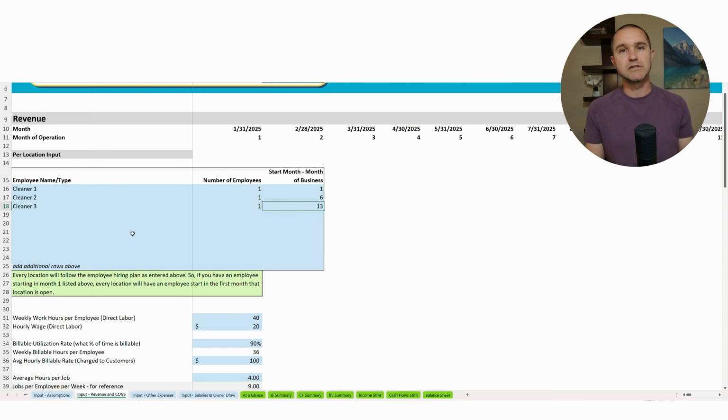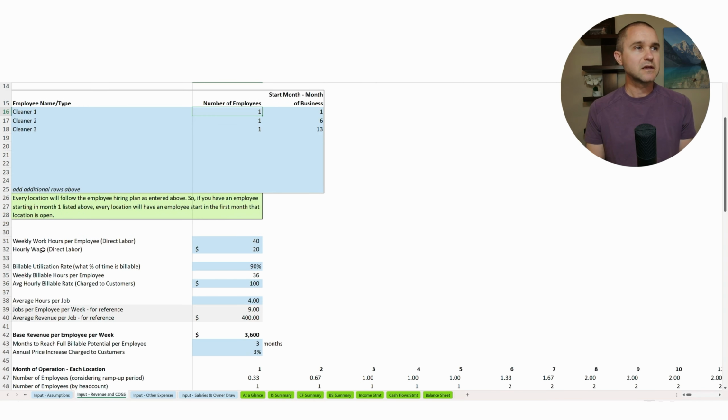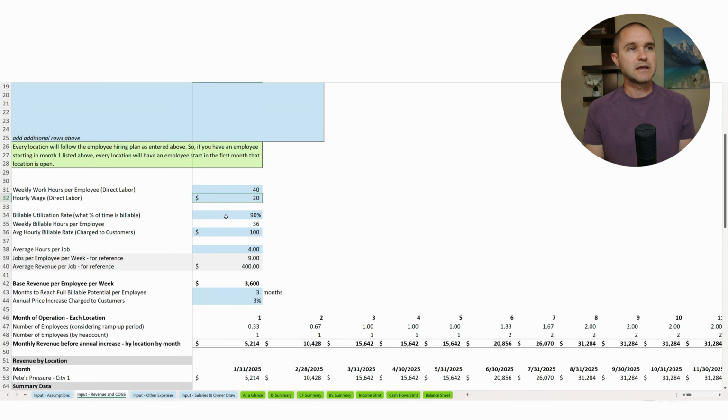You can continue to add more staff. You could hire multiple employees at one time if you wanted to. And then we have some assumptions down here for each of those individual laborers or staff members. We have how many hours they're going to work per week. So we're saying they're going to work 40 hours. We're going to pay them $20 an hour. And we think they're going to be billable 90% of the time.